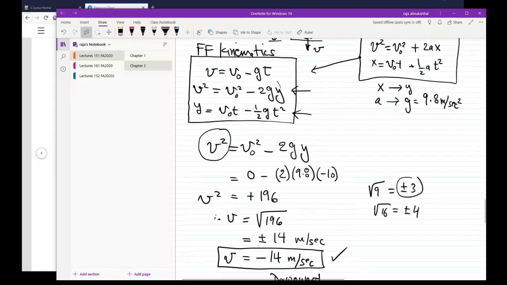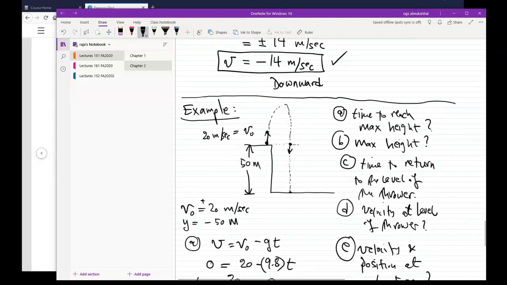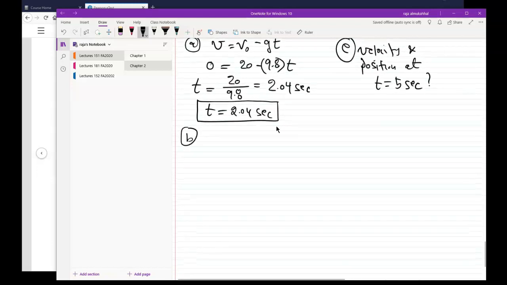Let me use both of them, how about that? To show you that you will get the same answer. Let me call that equation 2. This is equation 3, and of course this is equation 1. So let's start with equation 3. Here I have y equals v naught t minus 1/2 gt squared.